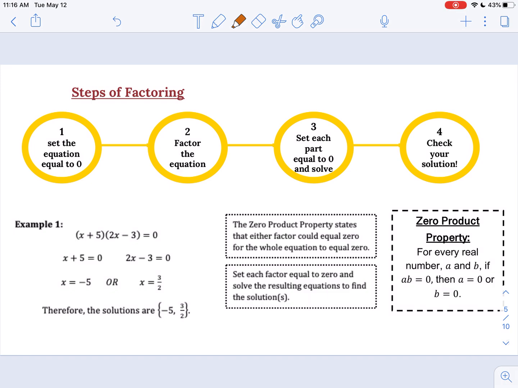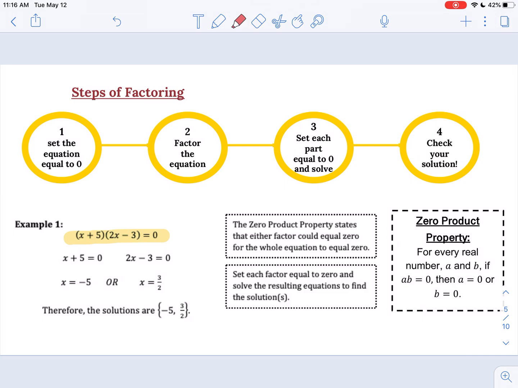All right, so on your notes, I actually have example 1 already filled out. So we're going to go through this and just remind you guys how we actually solve an equation using the zero product property. In example number 1, we're presented with the equation quantity x plus 5 times the quantity 2x minus 3 equals 0. Now, this equation is already set equal to 0. It's actually already factored, so this is really nice. We're going to go straight to step 3.